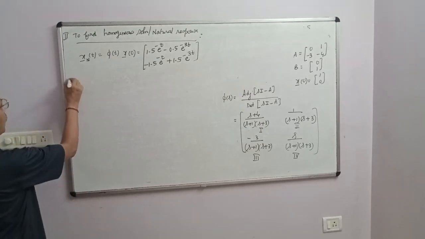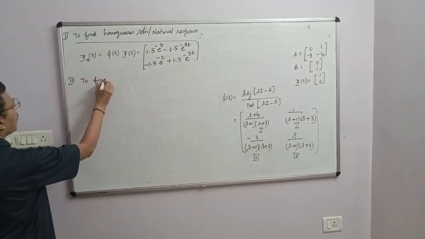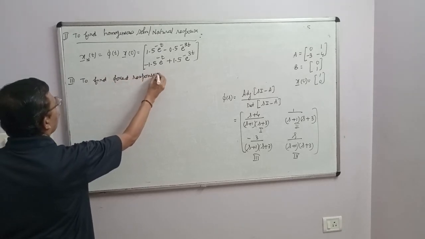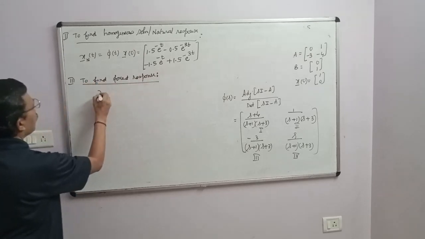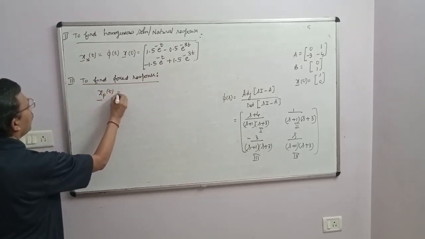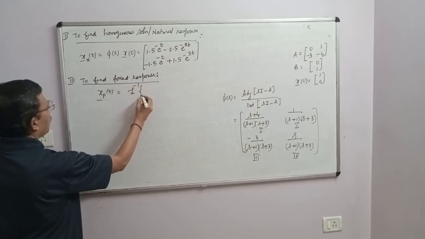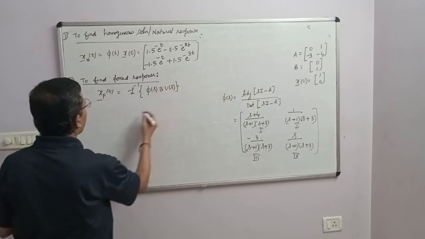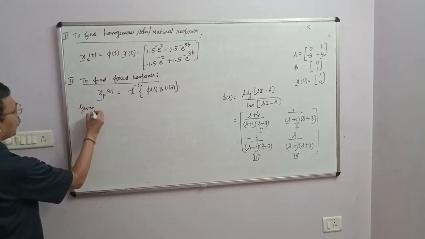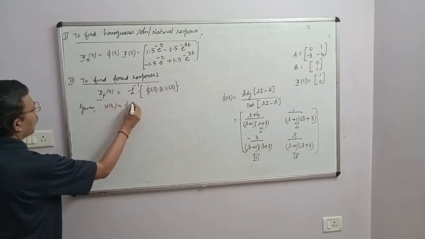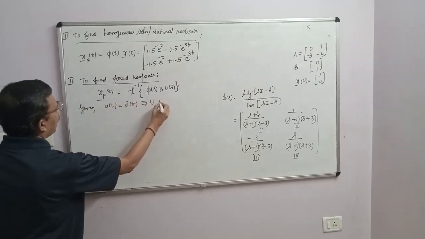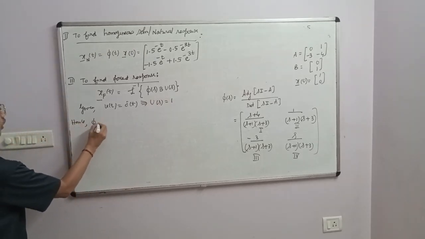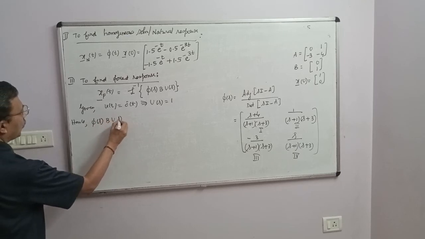Step 3, to find the forced response. Forced response, x bar f of t is equal to Laplace inverse of phi of s into b into u of s. Given u of t is equal to impulse function, Laplace transform of impulse is 1. Hence, phi of s into b into u of s.